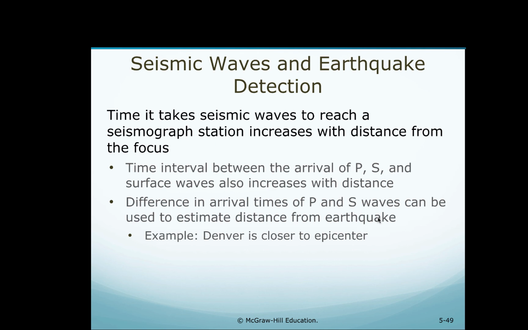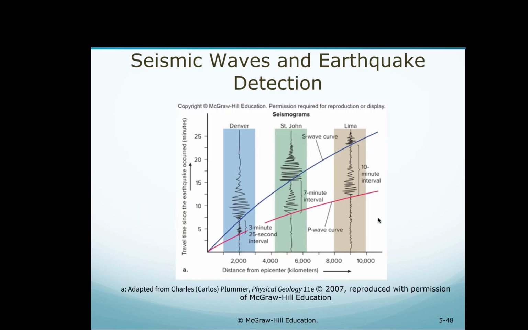The difference between the arrival times can be used to estimate the distance from the earthquake. For example, Denver is closer to the epicenter in this particular graph.